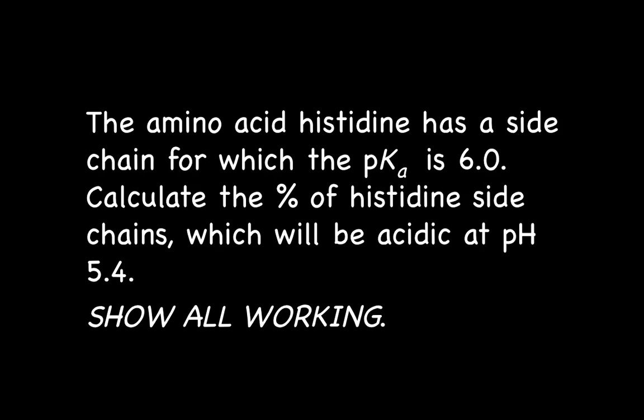So the question for today is this: the amino acid histidine has a side chain for which the pKa is 6.0. Calculate the percentage of histidine side chains which will be acidic at pH 5.4, and you have to show all the working. Now let's first of all pull out the important parts of this question.